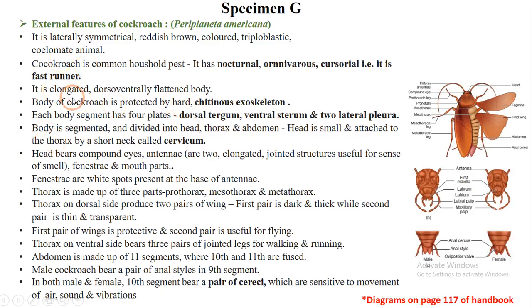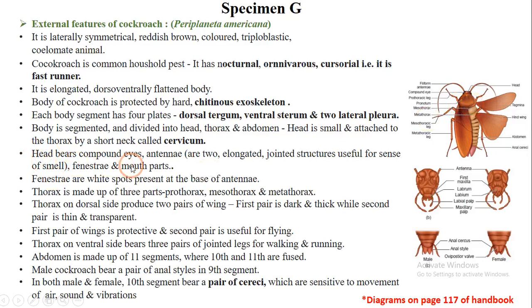Now it is elongated and dorsoventrally flattened, as you can see in this picture over here. And the body of the cockroach is protected by a hard chitinous exoskeleton. So in cockroaches, there is an exoskeleton present. Now, each body segment has 4 parts. It has the dorsal tergum, the ventral sternum, and the 2 lateral pleura. And the body is segmented and divided into the head region, the thorax region, and the abdomen region. So there is a small head which is attached to the thorax with a short neck in between. This short neck is called the cervicum.